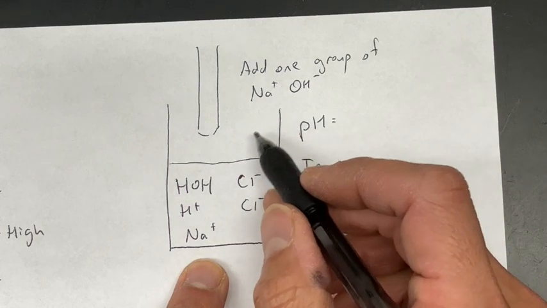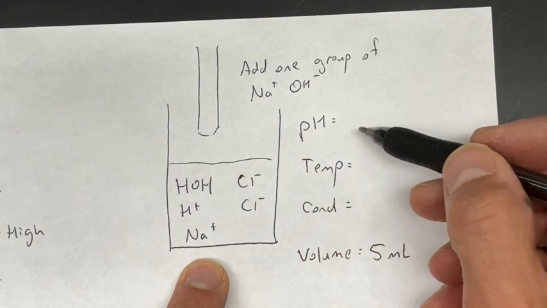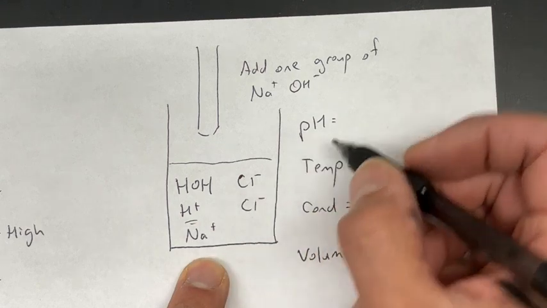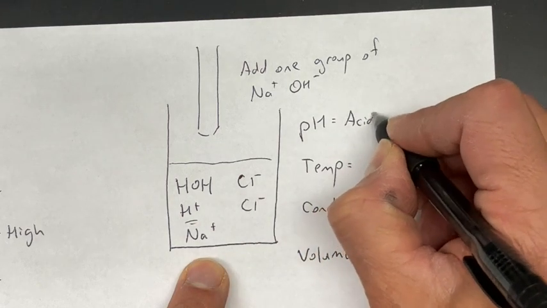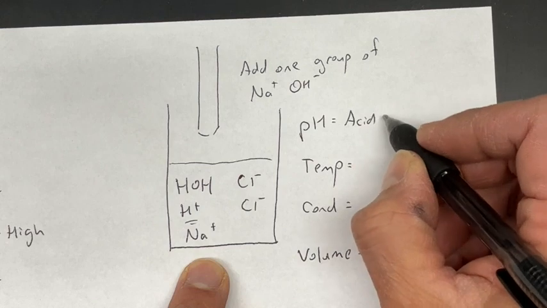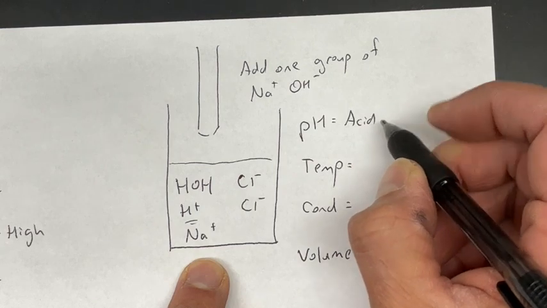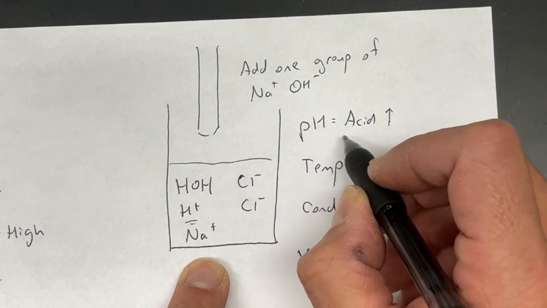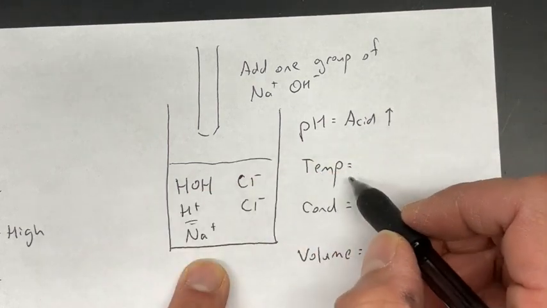So let's just go through and see what happens to all these different things. pH, still got H plus in it, so this is still gonna be an acid. My pH is probably gonna go up more towards neutral, so it's up a little bit, but it's still below 7. What happens to the temperature?